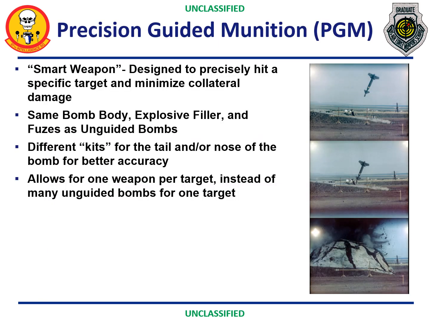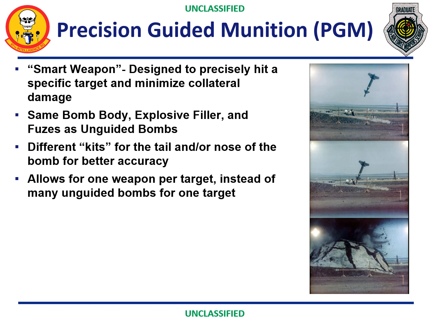Now that we've talked in depth of the four components of a bomb, we can now talk about precision-guided munitions. Precision-guided munitions, or PGMs, are also known as smart weapons. They can precisely hit a target while also minimizing collateral damage because of their accuracy. So PGMs have the same components of unguided bombs, including the bomb body, explosive filler, and fuses.